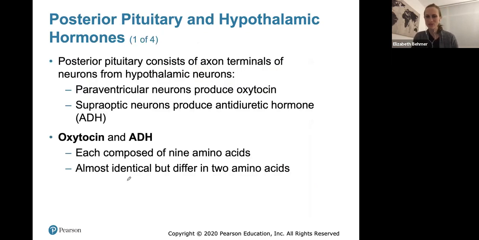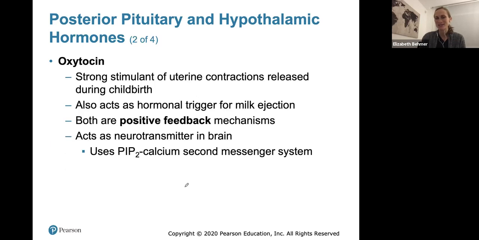So the posterior pituitary gland secretes oxytocin and ADH. They're almost identical. They only differ in 2 amino acids. You should know what they do. So maybe a good study tip is making flashcards with one side being the hormone name, the other side being what it does.